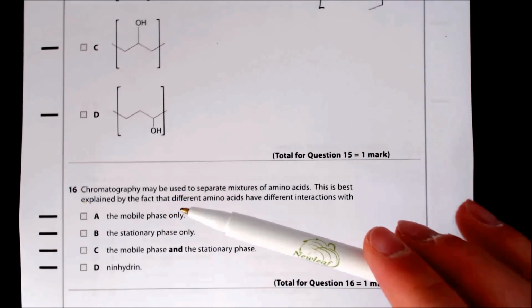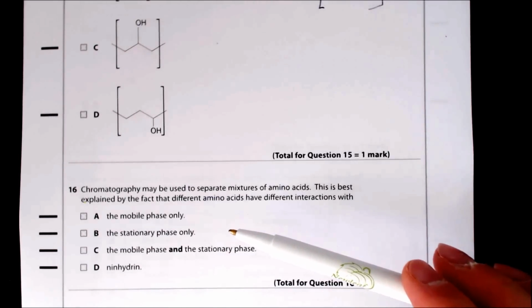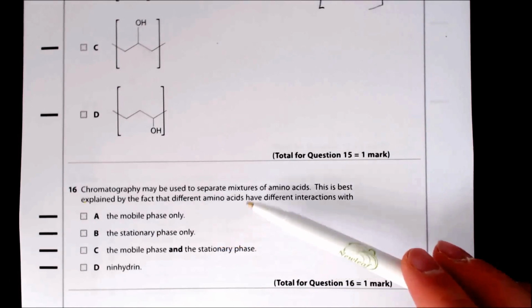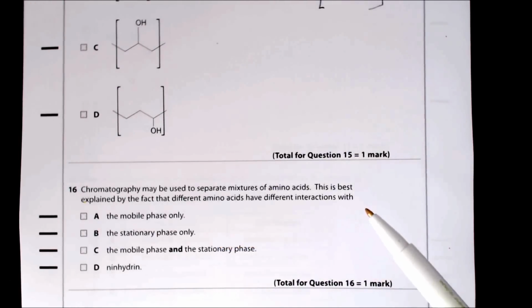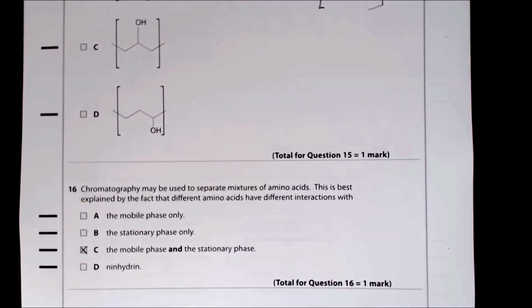So obviously the more soluble your amino acid is, the more time it's going to spend in the mobile phase, and the less time it's going to spend stuck in the stationary phase. So with this one, the interactions are with both the mobile and the stationary phase. That's the case with most chromatographies, to be honest. So this one's going to be C. The ninhydrin is the chemical that you spray onto it to make the amino acids visible, because amino acids are colourless, so it's like a dye, so it's got nothing to do with it really.